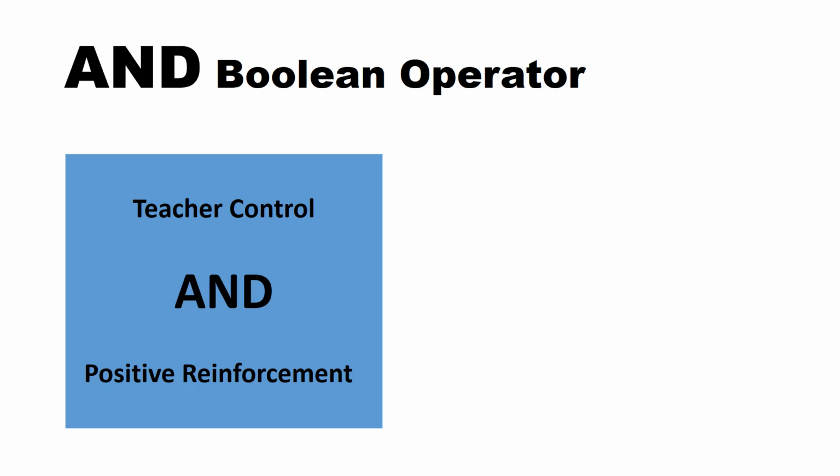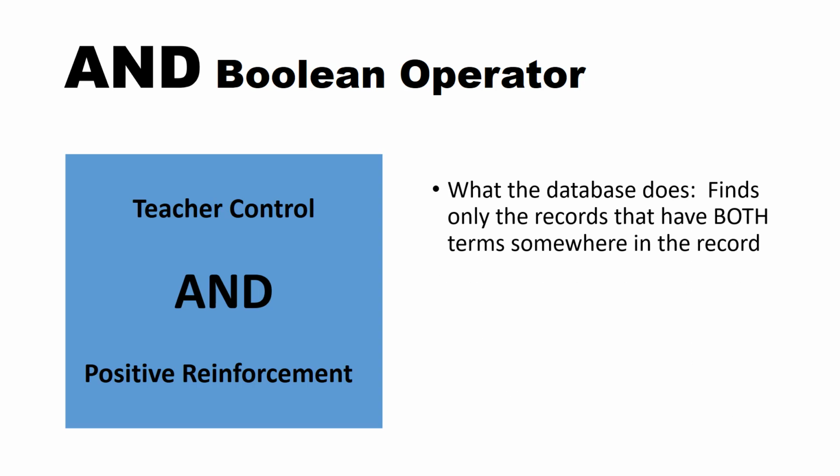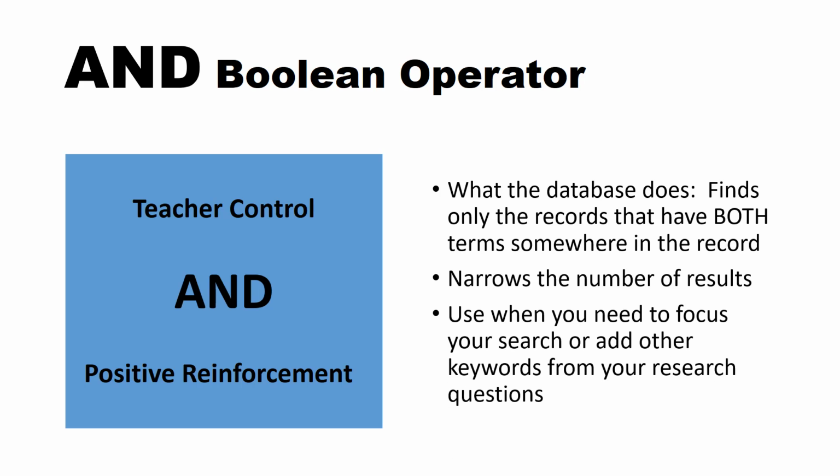Now, when we're talking about the and boolean operator, we have an example here: teacher control and positive reinforcement. What the database does when you type in both of those terms is find only those records that have both of the terms somewhere in the record. And what that does is narrow the number of results down. And you want to use and when you need to focus your search, or if you want to add other keywords from your research questions.